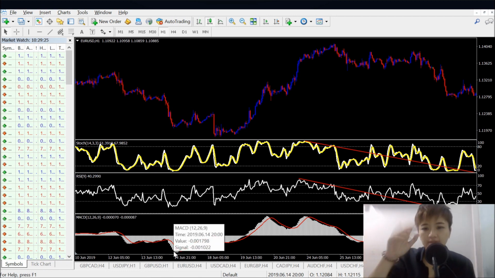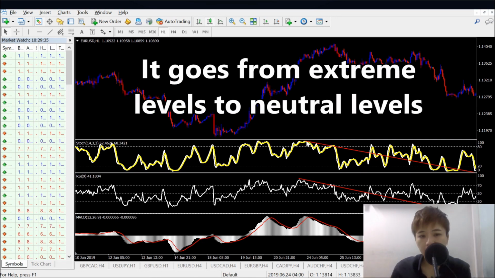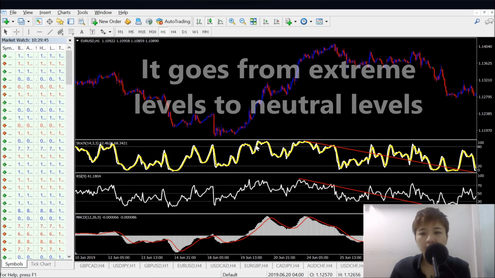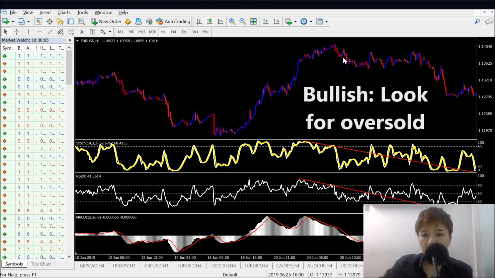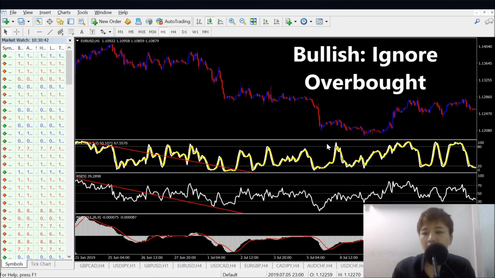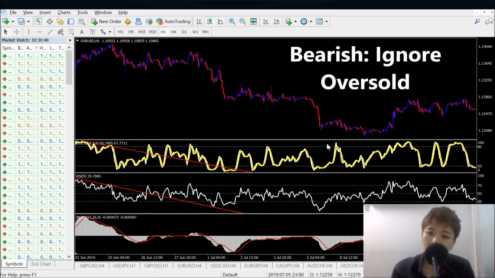The way to use stochastics and RSI properly is to make sure that it goes from overbought back to the neutral level, which is the middle part, okay? Goes from overbought back to below 70 for RSI. You see there's an overbought level here, but price can still continue going up. And in a bullish trend, price tends to go to the overbought level very often. So when you're in a bullish trend, what you want to look for is oversold levels. That's where you can go in on a retracement. Basically, in a bullish trend, ignore overbought levels. In a bearish trend, ignore oversold levels.